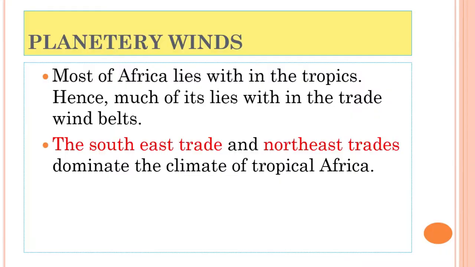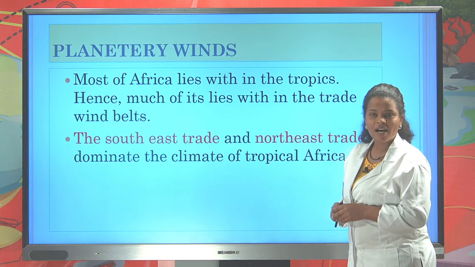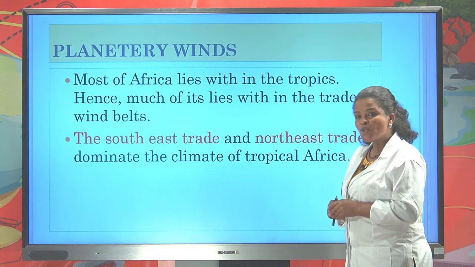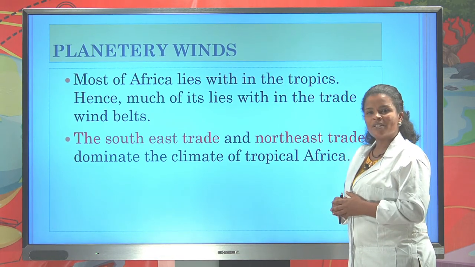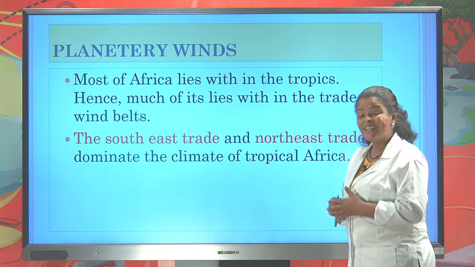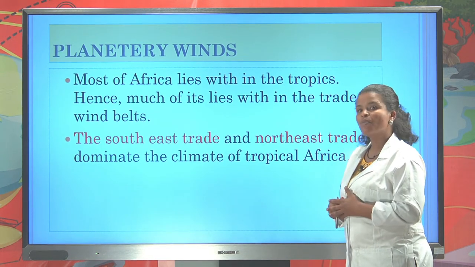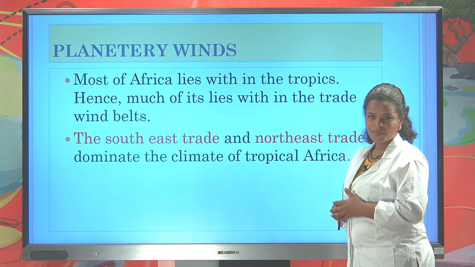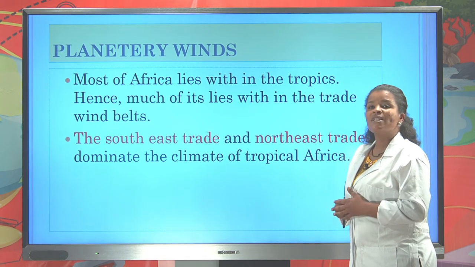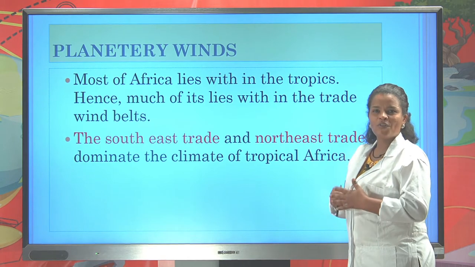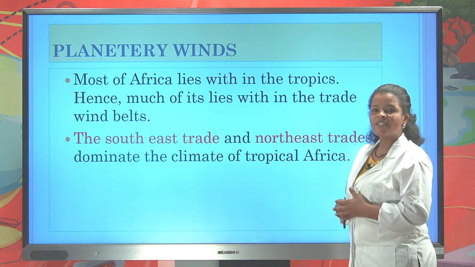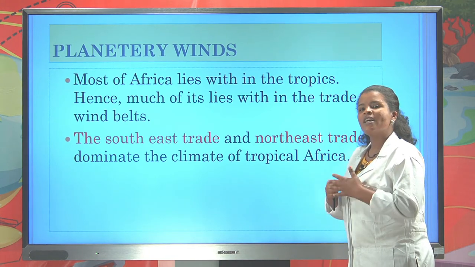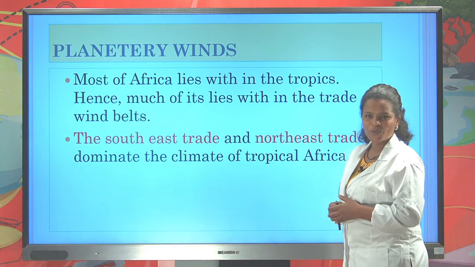Depending on your lower grade, winds are divided into three. These are planetary winds, monsoon winds, and local winds. Planetary winds blow permanently but change their direction because of Coriolis force. Most of Africa lies within the tropics. Hence, much of it lies within the trade wind belts, that is, the southeast trade winds and the northeast trade winds dominate the climate of Africa.